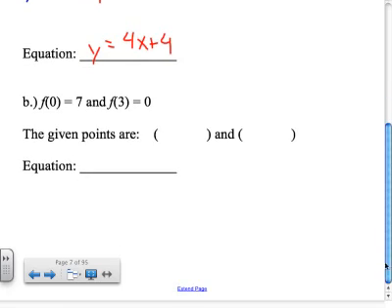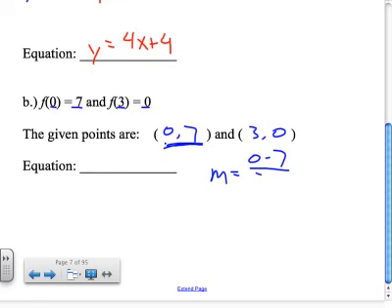All right. Part B, again, pause the video, write the equation on your own, and then use the video to verify. Okay, so I know my 2 points are (0, 7) and (3, 0). So immediately I know that this is my y-intercept. I can find my slope. My slope is y2 minus y1 over x2 minus x1. So that's negative 7 over positive 3. So my equation is just y equals negative 7 over 3 x plus 7.